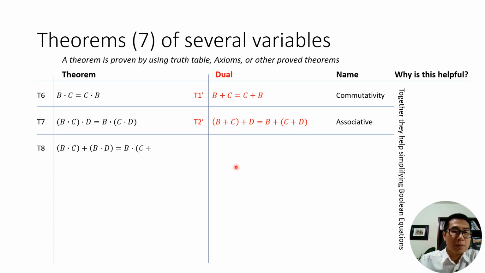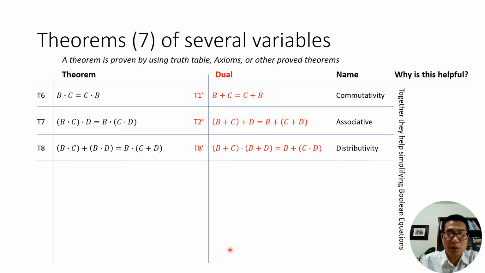Then T8 is B and C, or B and D, is the same as B and (C or D). So we simply factor out the B and we have C or D remaining. Its dual form is B or C first, then B or D, then you multiply them, is the same as B or (C and D). And this one is called distributivity.